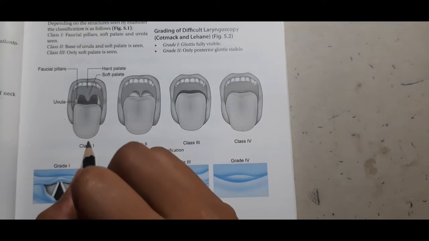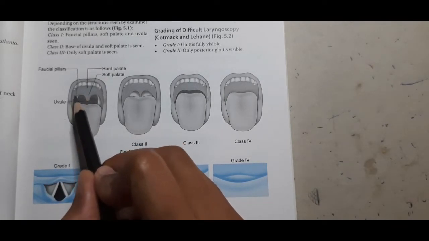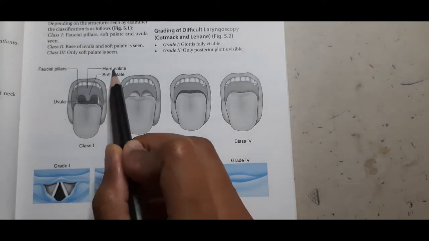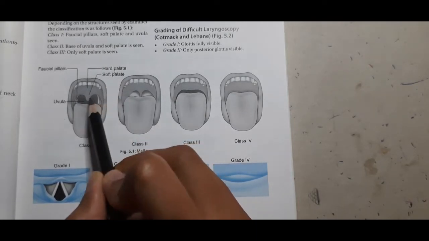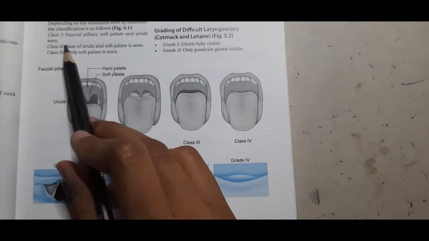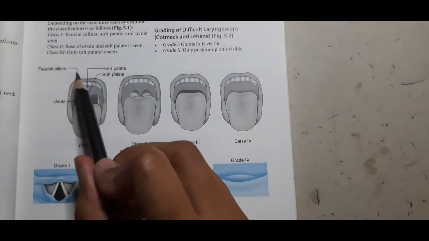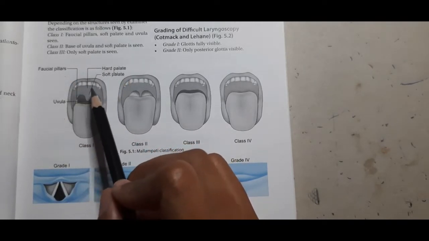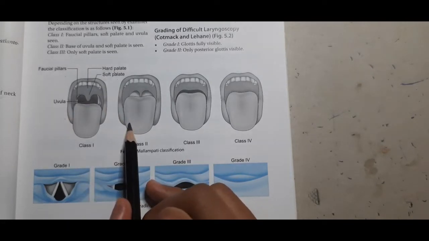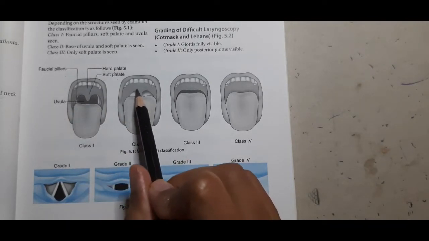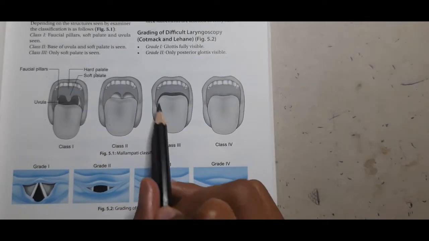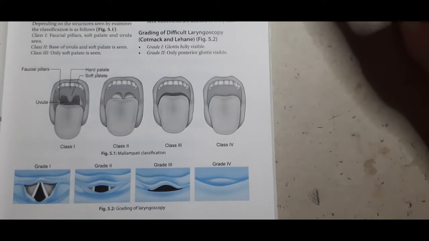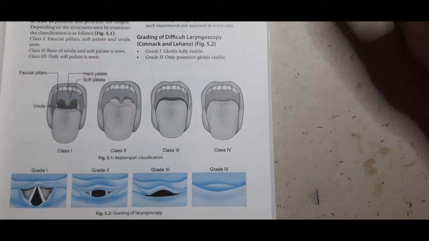Firstly, in class 1, you can see the faucial pillars over here. These are the pillars that can be observed in class 1. You can observe hard palate also, soft palate also, and uvula also. So in class 1, you can observe all these features, that is faucial pillars, hard palate, soft palate, uvula, and all are seen. In second class, the base of uvula is seen and the soft palate is seen. In class 3, only soft palate is seen, and in class 4, only hard palate is visible, which is the modified Samson and Young classification.